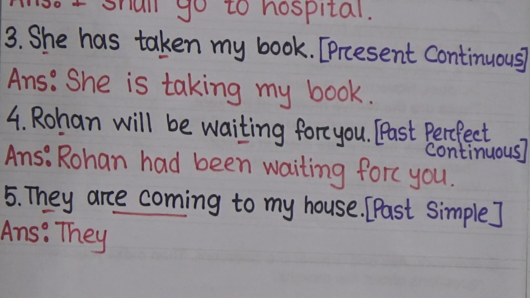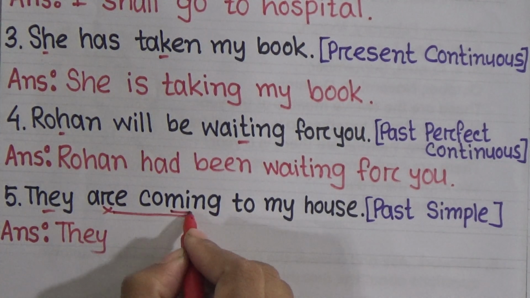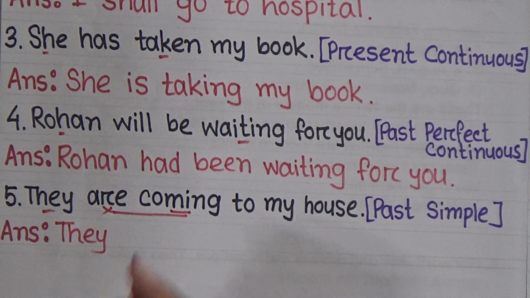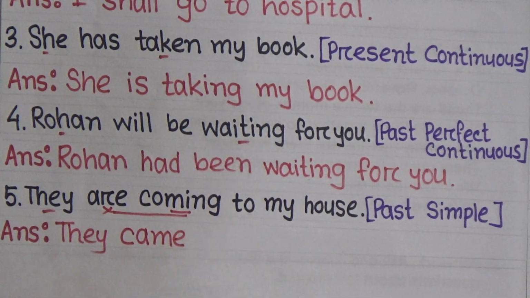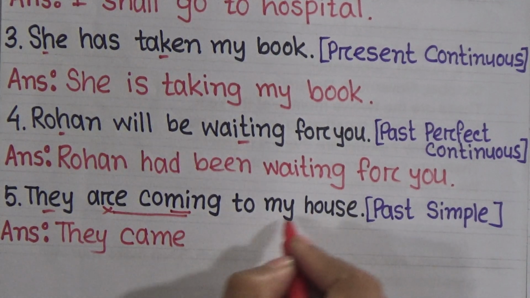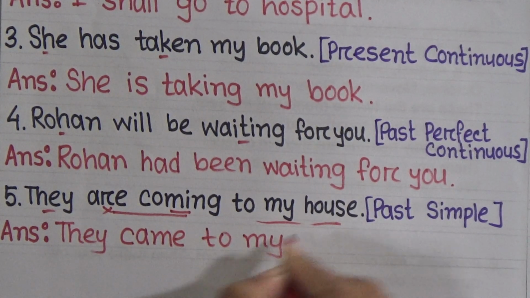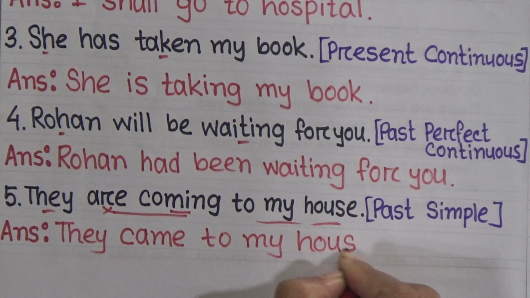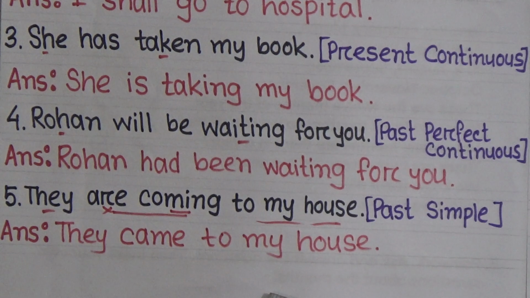We have to make it past tense. So for past tense we have to use the past form of the verb. So we can't use are, we have to take the verb come. So the past form of the verb come is came, C-A-M-E, came. They came, then the rest of the sentence, to my house. They came to my house. This is simple past tense or past indefinite tense.